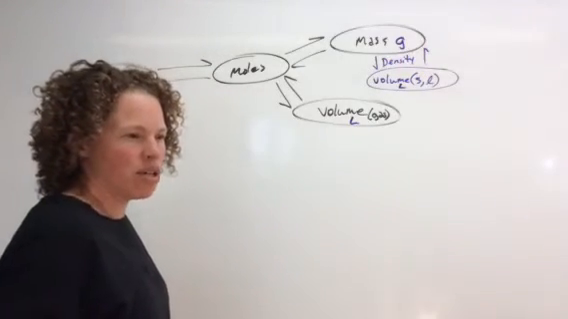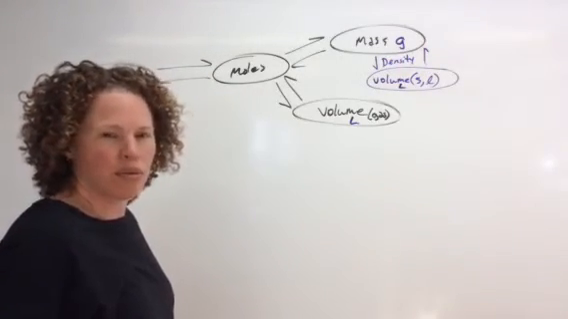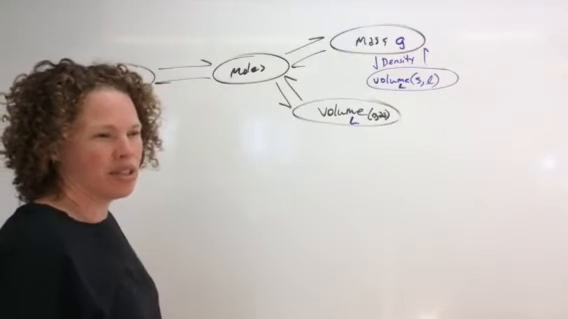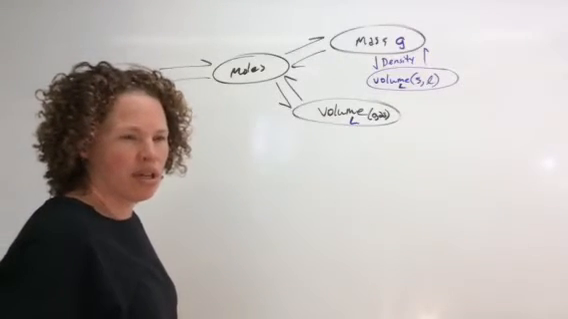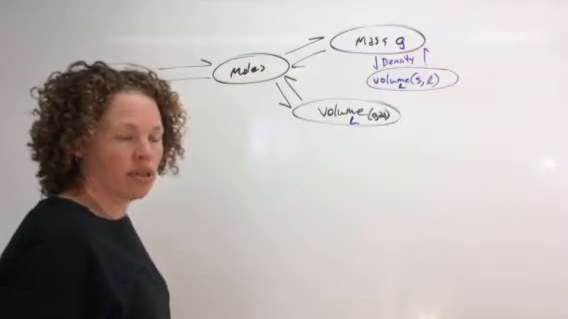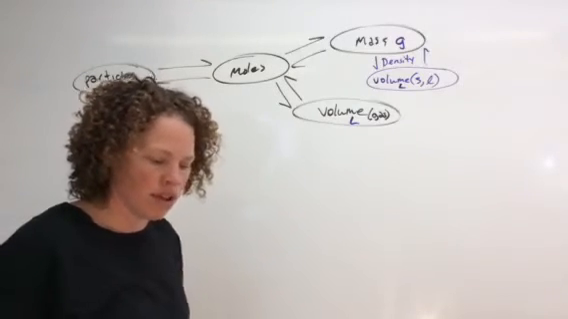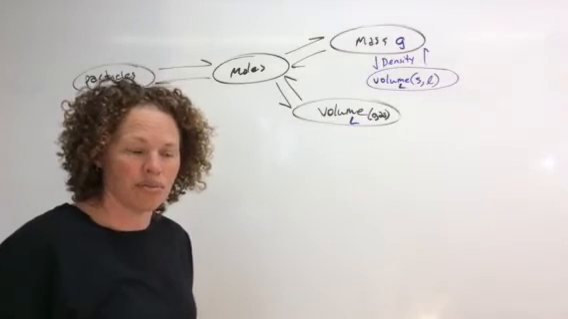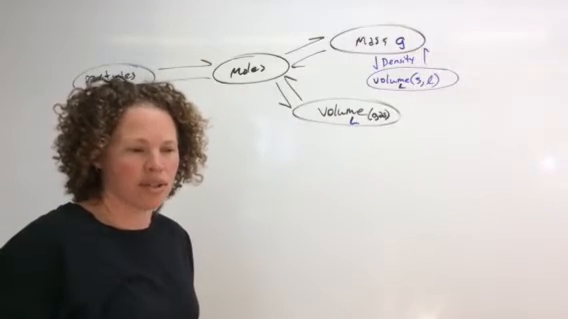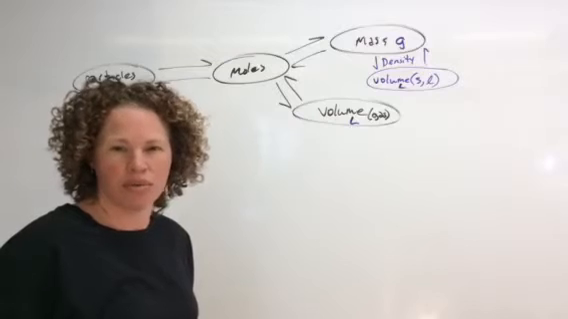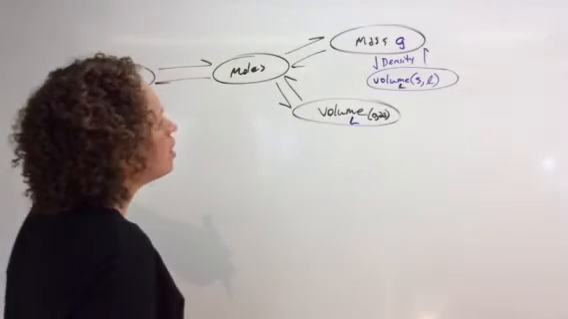And density is measured in grams per liter or grams per milliliter. You just have to make sure your units agree. So if you're looking for volume and they tell you to do it in liters, you have to be careful of that. If they just ask you what's the volume, you can use milliliters or liters, whatever they give you. It's not a big deal.